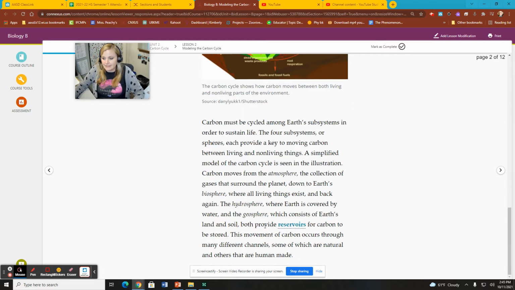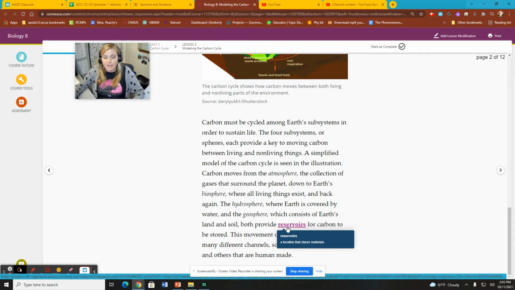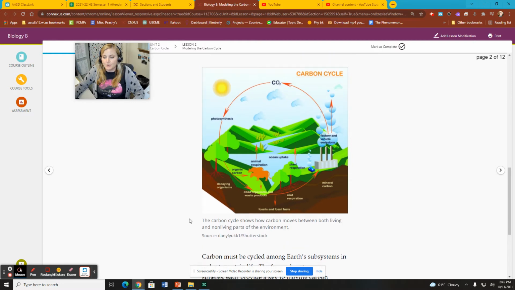It's stored, and these storage areas are called reservoirs. So you might be familiar with a water reservoir that stores rainwater, like after it rains, so it doesn't flood in the city. Well, there are also carbon dioxide reservoirs on Earth. Another name for a carbon dioxide reservoir is a carbon sink. We sometimes call these sinks, like the sink in your bathroom, because it stores water, right?